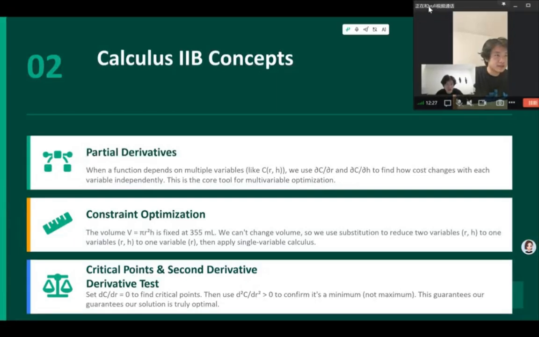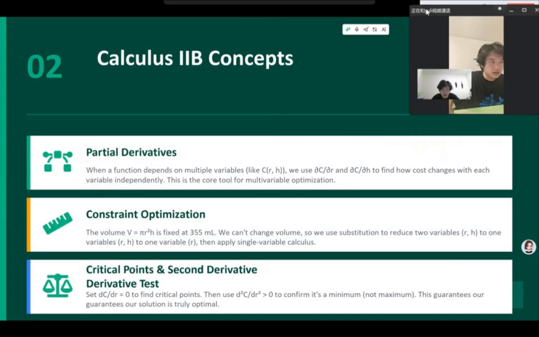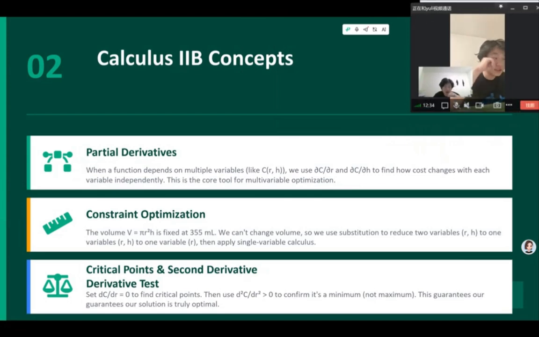Hello, my name is Ye Jianqing, CST2509054. Let me introduce the concepts first. The first one is partial derivatives. Since the cost depends on both the radius and height, partial derivatives help us understand how each variable affects the cost. And the second is constrained optimization.